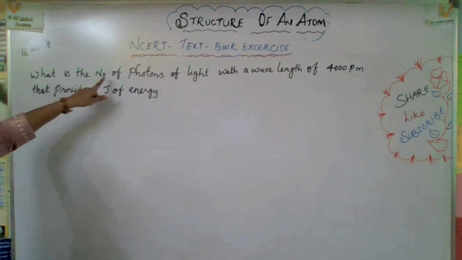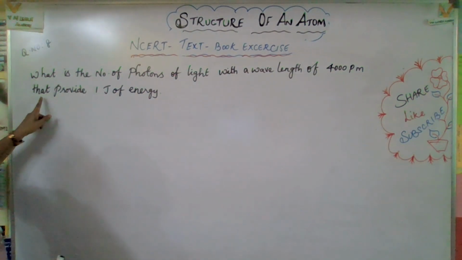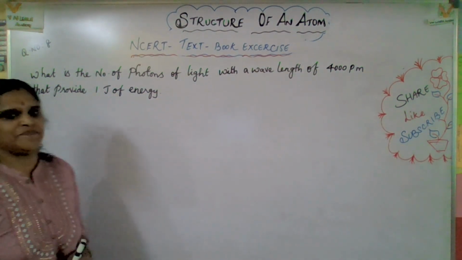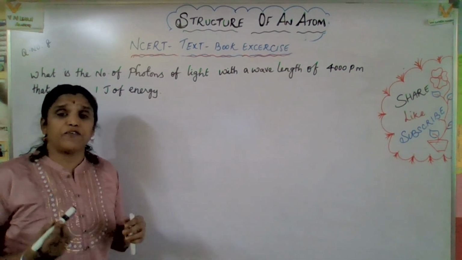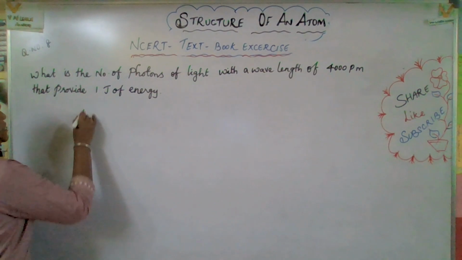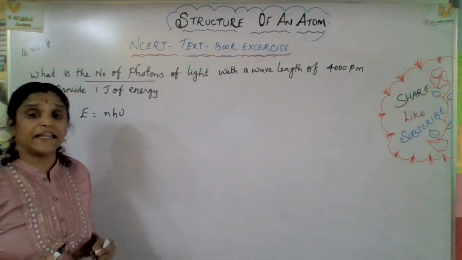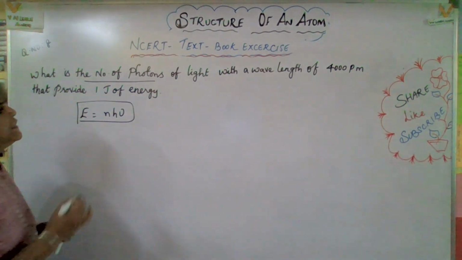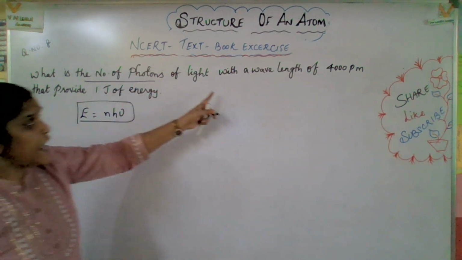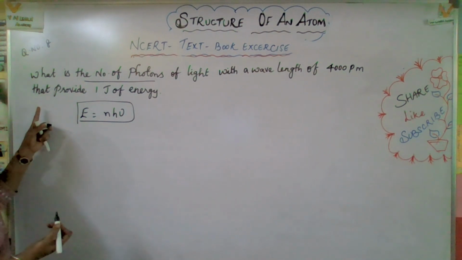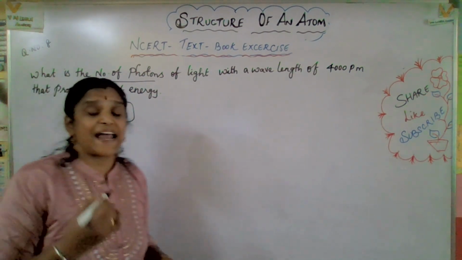The next question: what is the number of photons of light with a wavelength of 4000 picometer that provide 1 joule of energy? Actually, it's very simple, but they asked in a different way. If they are asking for the number of photons, you know the formula: E equal to N h nu, where N is the number of photons. But they did not mention the number of photons; they are asking what it is.